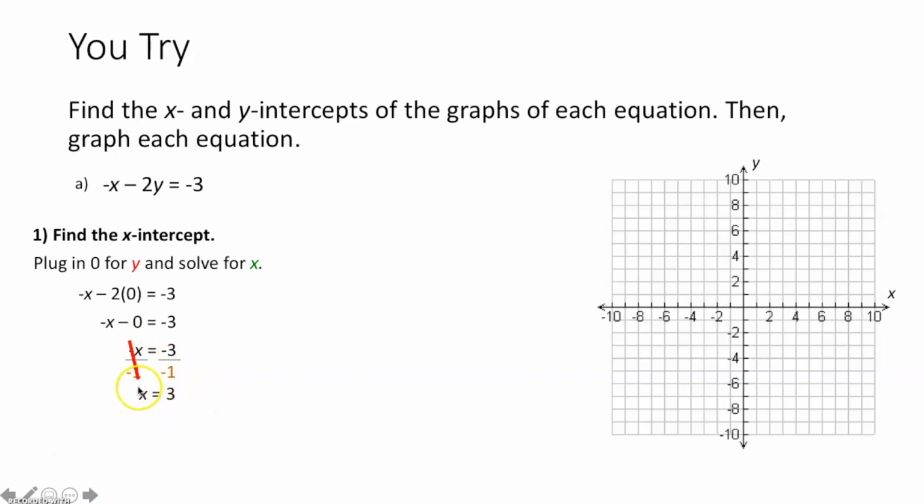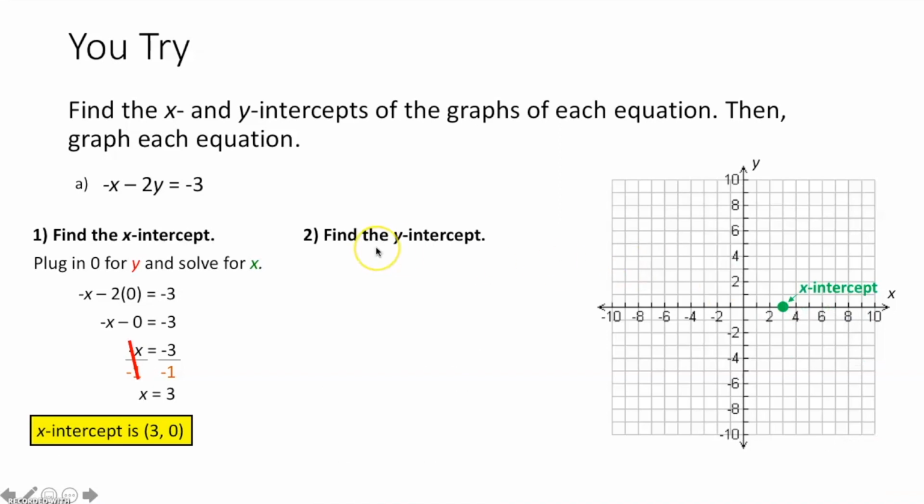Now remember, don't leave this as your answer. This is a vertical line. We want a point, the x-intercept, x comma 0. So in this case, it would be 3 comma 0. That's going to be your x-intercept. So we go over to 3 on our x-axis, up or down 0, so just right here, and we put a point. That is your x-intercept.